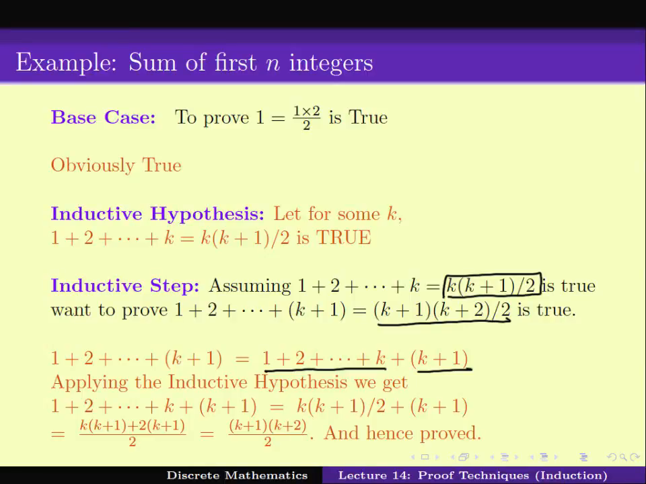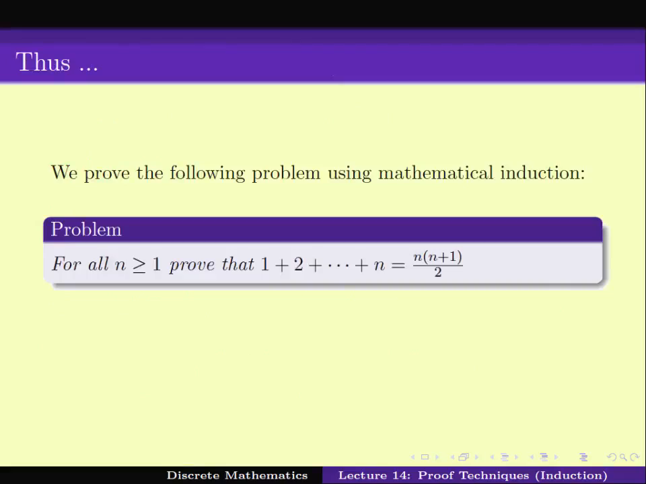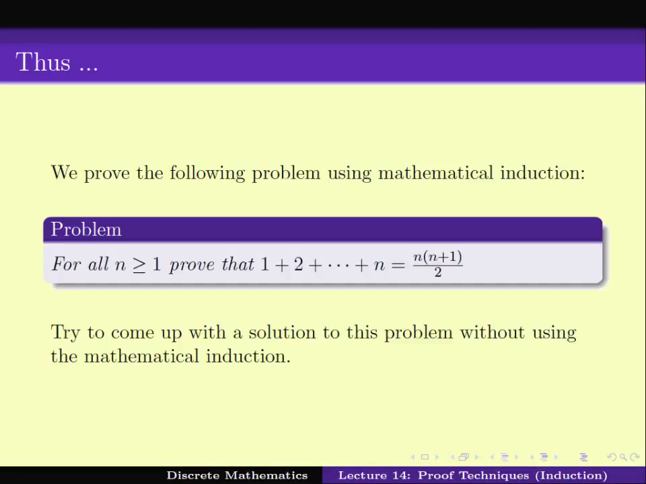So while this original problem might have looked a bit daunting, namely how do you prove that the sum of the first n integers is n into n plus 1 by 2, the principle of mathematical induction gives us a way to solve it by following 3 basic steps: base case, induction hypothesis, and inductive step. So we have proved this problem, and I would ask you to try to come up with solutions to this problem without using mathematical induction. In this case, it is doable, though a bit tricky. In the coming week and next week, we will be looking at various variants of mathematical induction and how to use it to solve different kinds of problems. Thank you.